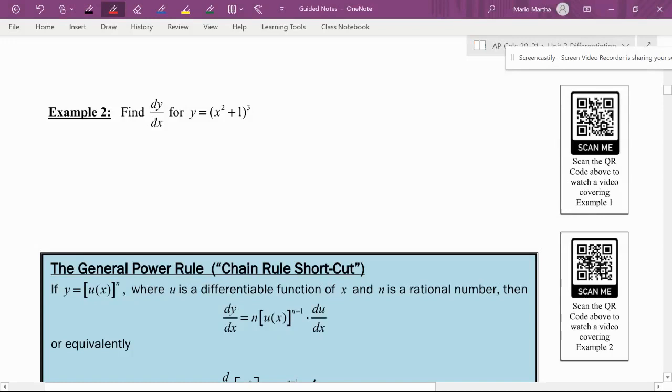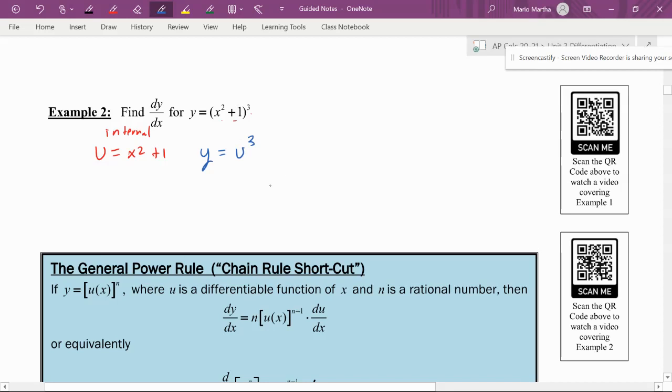So in example 2, find the derivative of y with respect to x, and then we have the equation y equals x squared plus 1 raised to the third power. So again, we want to break it down, right? What's our internal function? What's our external function? So first, let's find u, right? U is our internal function. So that's pretty much going to be just x squared plus 1. And then y would be our external function with respect to u, which would be just u to the third power, right?